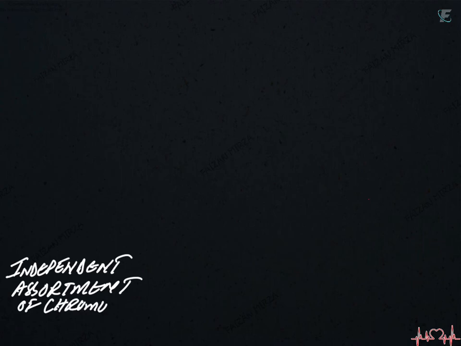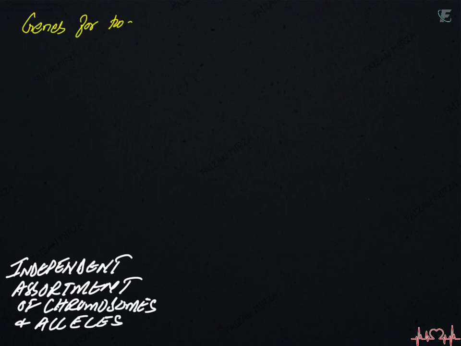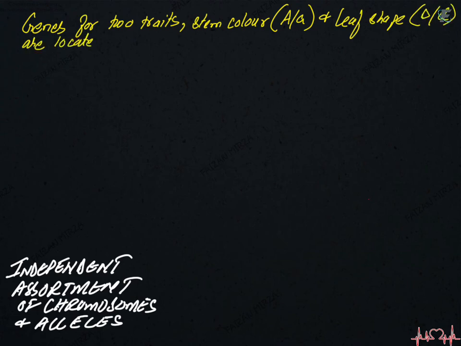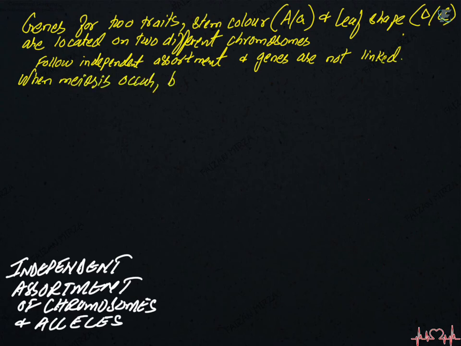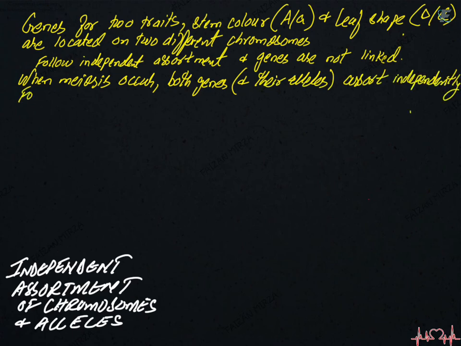Now, what is independent assortment of chromosomes? How does this concept align with meiosis, and how do the alleles and the chromosomes separate out by independent assortment? Genes for the two traits, for example, stem color, capital A small a, and leaf shape, capital D small d, are located on two separate chromosomes. They would follow independent assortment, and the genes are not linked with one another. When meiosis occurs, both genes and their respective alleles would assort independently.